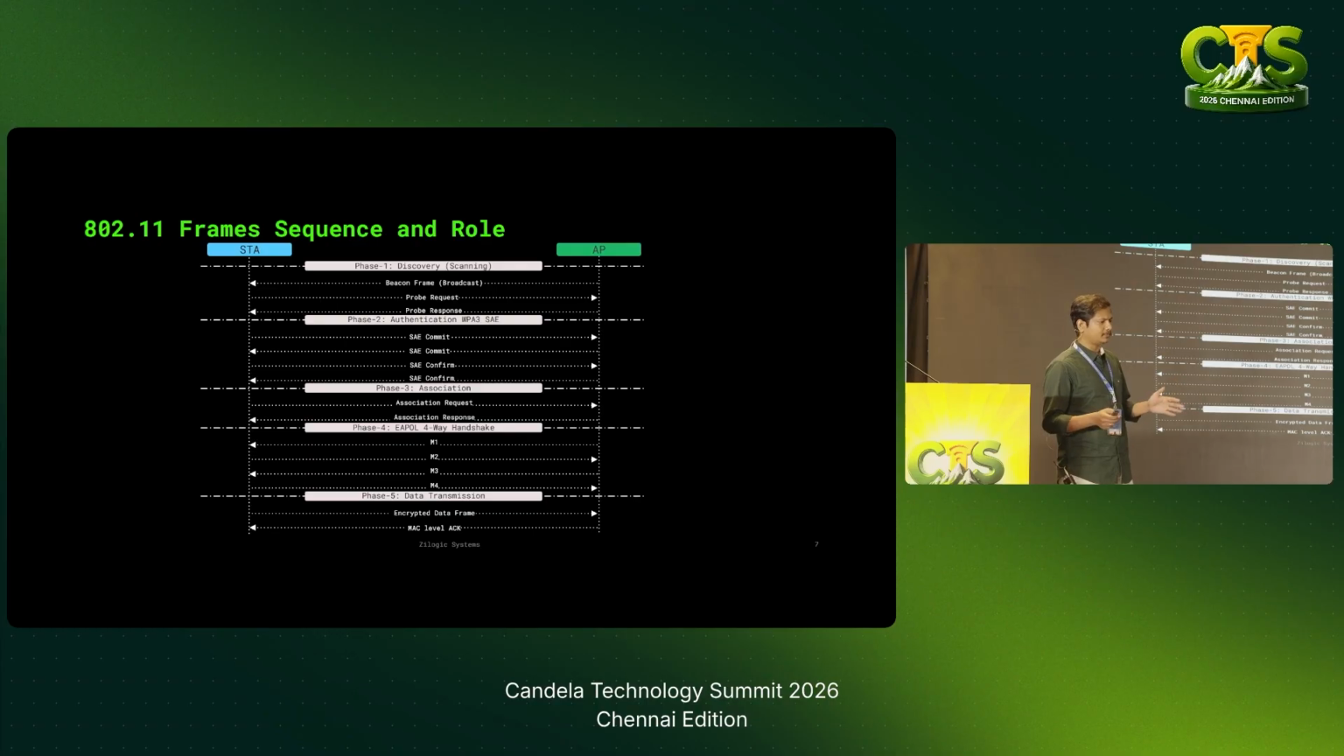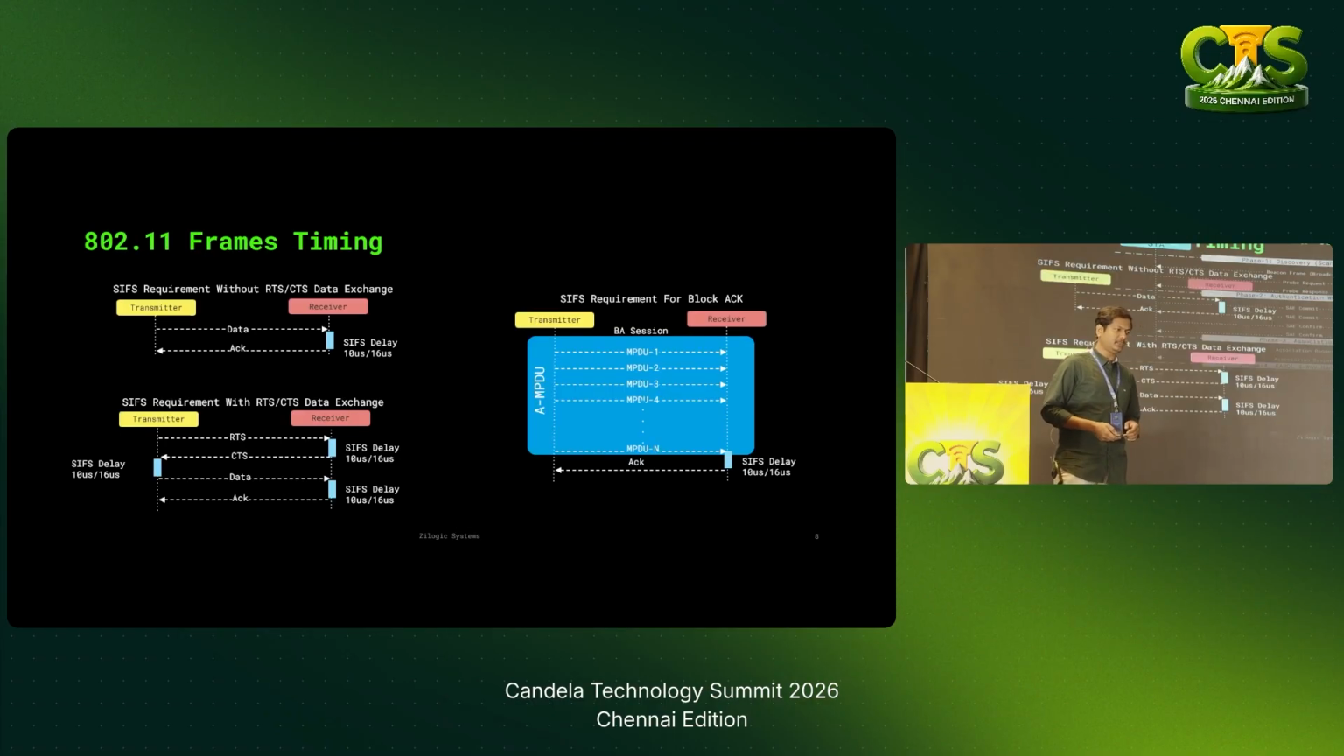AP and STA communicate with each other in a sequential fashion. We have probe request and this whole list of frames. This model is non-negotiable. We have to go through this sequence, through these phases, and on these roles, one role will play those frames and the other role will send only those frames. This is a different categorization that we have.